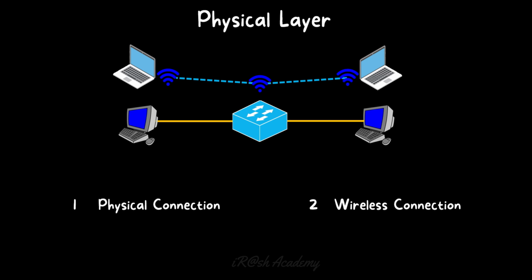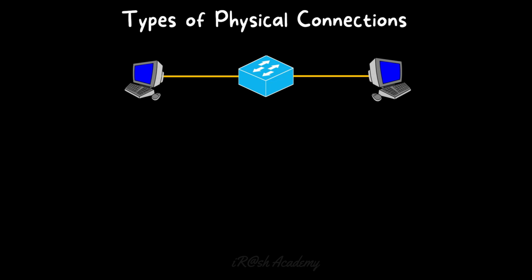We know we can create a network by using cables, and that is a wired network, and we can create a network by using wireless signals, which is called a wireless network, and we can create a network by mixing the physical and wireless connections together. Now let's discuss the types of physical connections used in a network. On this screen you can see a network which contains 2 computers and a network switch. Here the function of the network switch is to provide connectivity between these 2 computers.